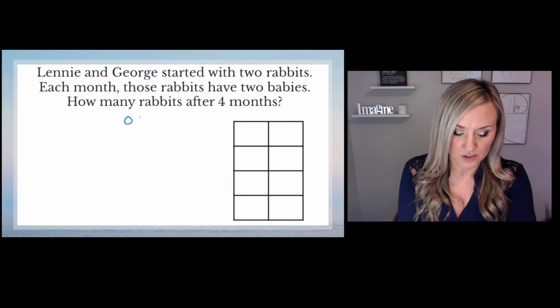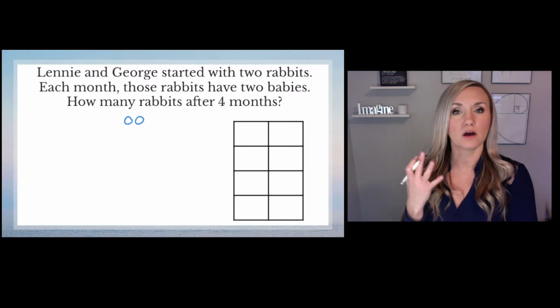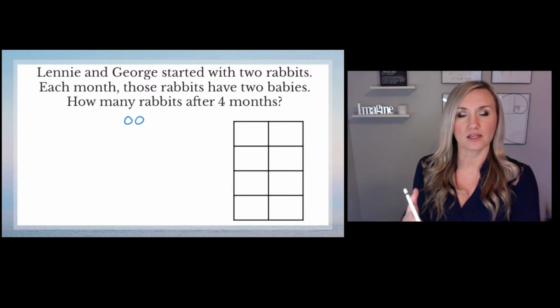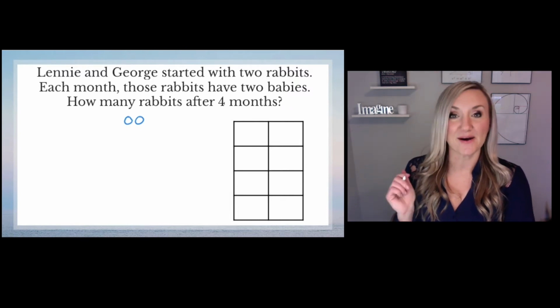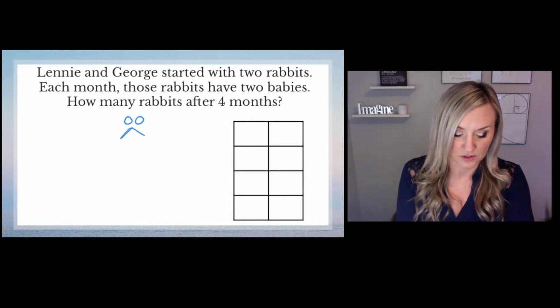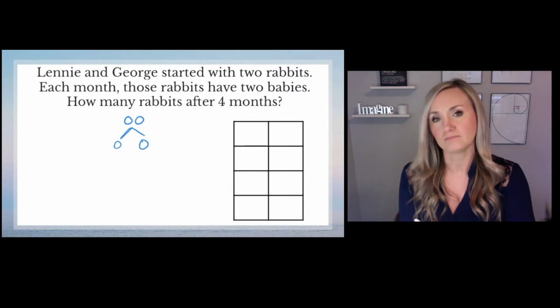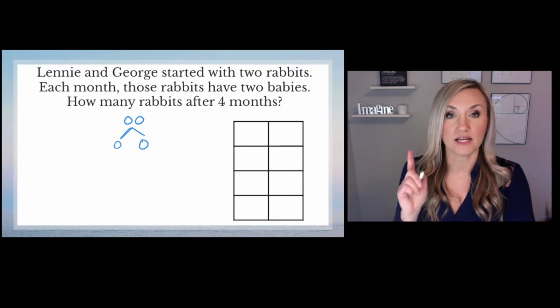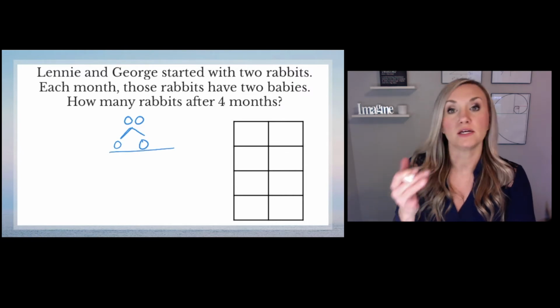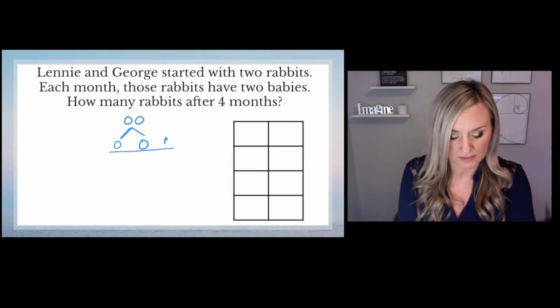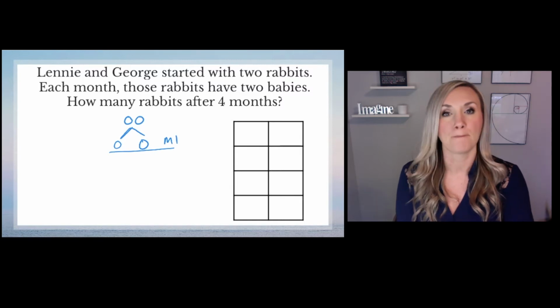So let's go ahead and draw a diagram. Let's start off with our 2 rabbits. Those are not cute rabbits. They're circles, but we're going to pretend that they're rabbits. And these 2 rabbits, they're going to have 2 babies. And so that right there is month 1, right? Because each month they're going to additionally have 2 babies. So I'm going to write month 1.